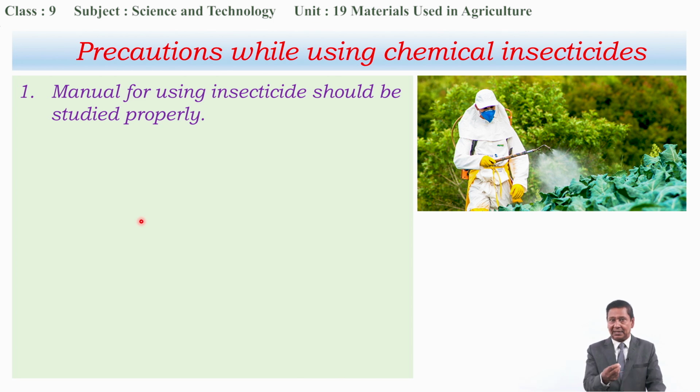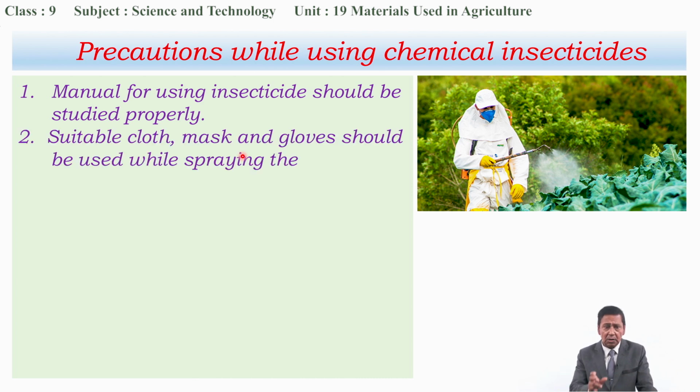What amount of insecticide should be mixed with what amount of water? It is fixed. If less insecticide is used, then it won't be effective. The harmful insect won't die. And if a high quantity of insecticide is used, then it flows into water and goes to ponds and other places. That's why the correct amount of insecticide should be used. That's why we have to study the manual carefully first.